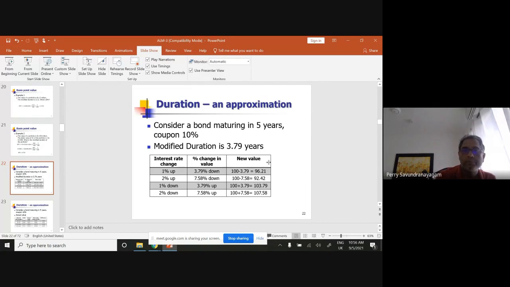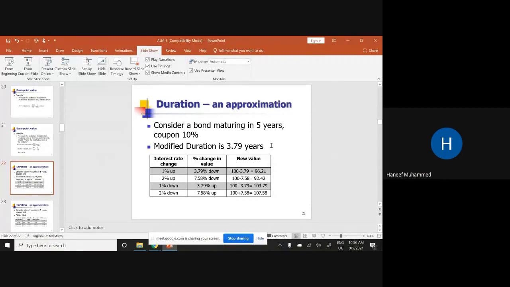Consider a bond, 5 years, 10% coupon, right? Change in yield, 1% up, 2% up, right? So when that particular bond, suddenly the modified duration is 3.79 years. So in other words, you bought a 5-year bond with a 10% coupon. The actual modified duration of that bond is 3.79, right? So what are you saying?